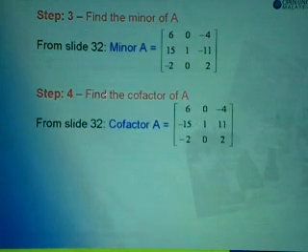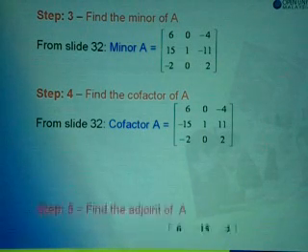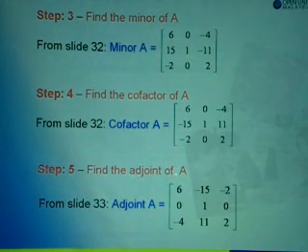Then step number 4 is to find the cofactor of A, which we have already done earlier. Please refer to slide number 32. The cofactor of A is equal to this. And then step number 5 is to find the adjoint of A, and this also we have done. Please refer to slide number 33 earlier. The adjoint of A is this.